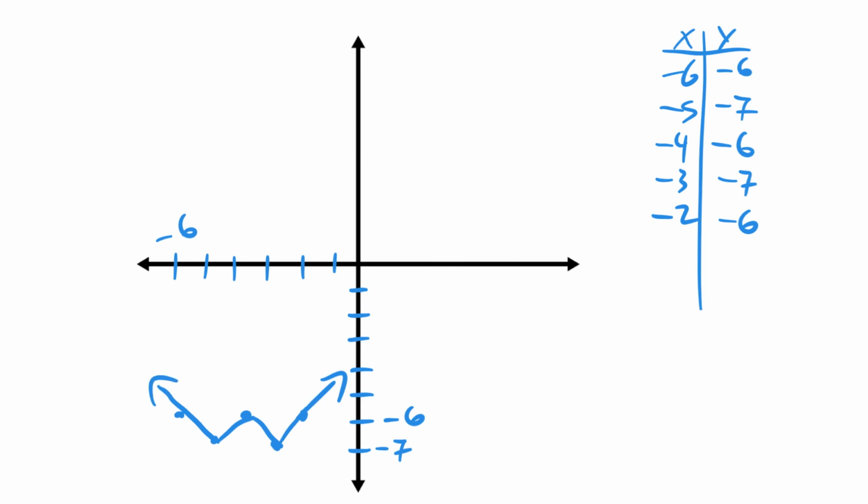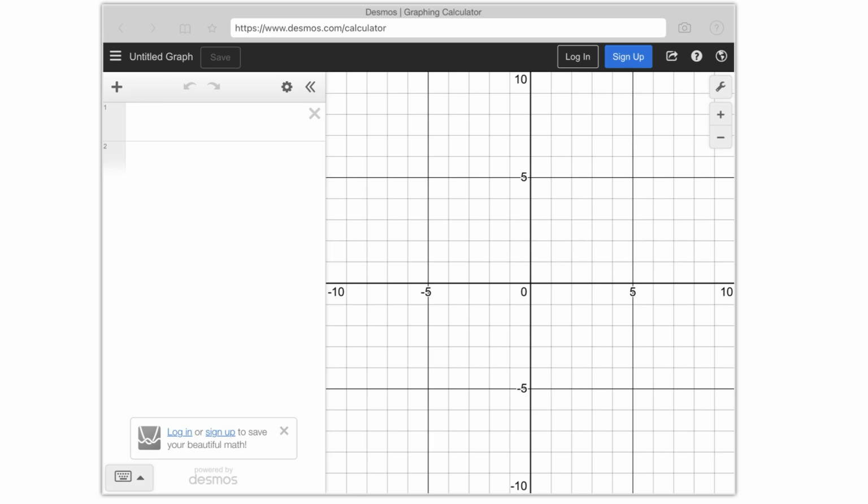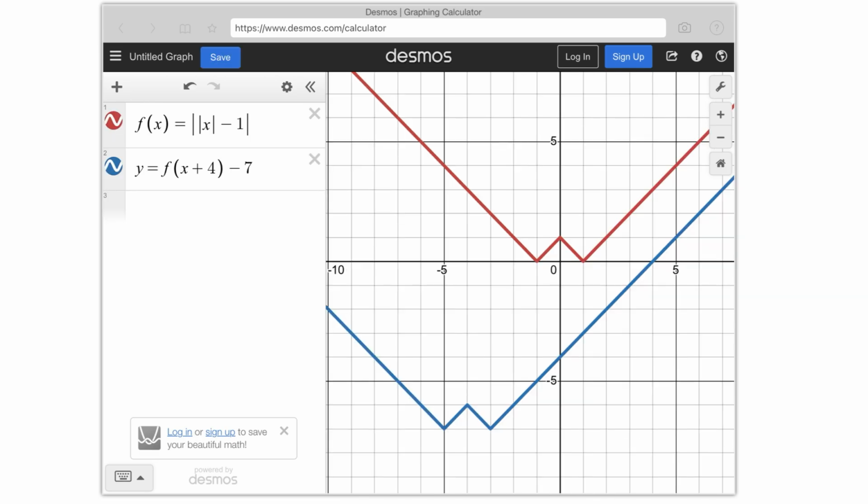Now, we're also going to check this on Desmos just to make sure it's the same thing. So I'll type it in and show you how we can compare our graph to the Desmos graph. All right, so here we see the original graph on Desmos, and we see the new graph in blue. You can see a few of those points highlighted there, -5 and 7, -4 and 6, -3 and 7. So yep, those are definitely the points that I came up with.